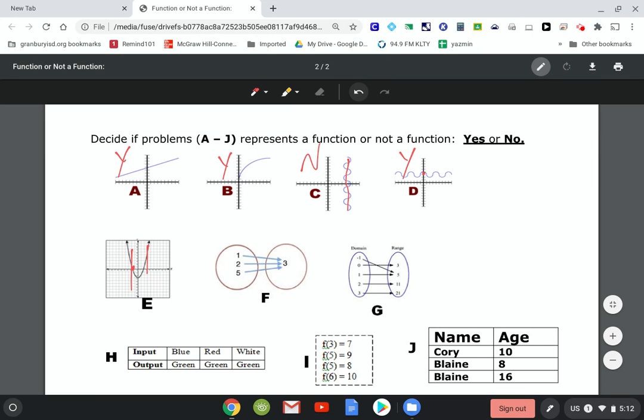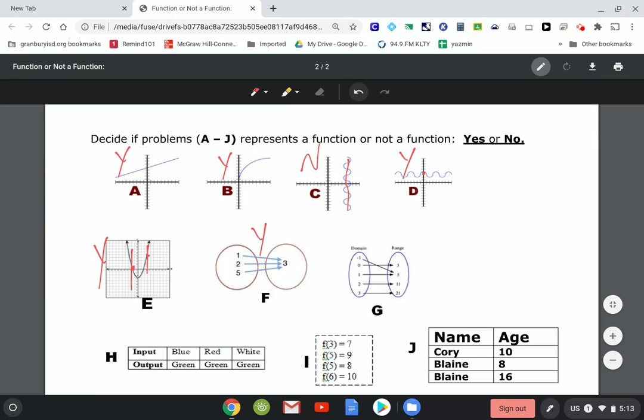Here's your vertical line. It only hits at one place. So yes, this is a function. Let's look at this mapping. This would be the ordered pairs (1, 3), (2, 3), (5, 3). So the y's repeat. That's okay. Remember, the x's can't repeat. So the x's are all different, so that would be a function.